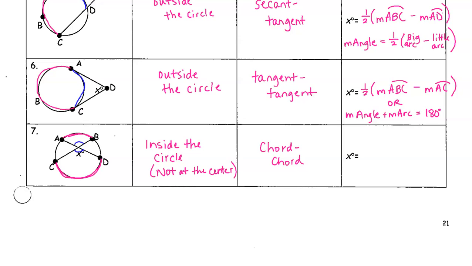So in order to find this angle, we actually take the average of the two arcs, the arcs that the angle and its vertical angle open up to. So we're going to do 1/2 of arc AB plus arc CD. So the measure of the angle is equal to 1/2 arc plus arc.